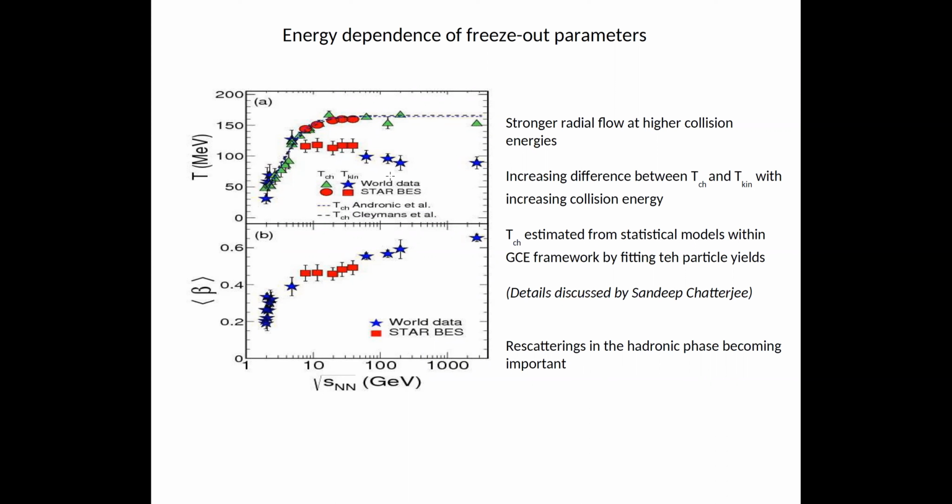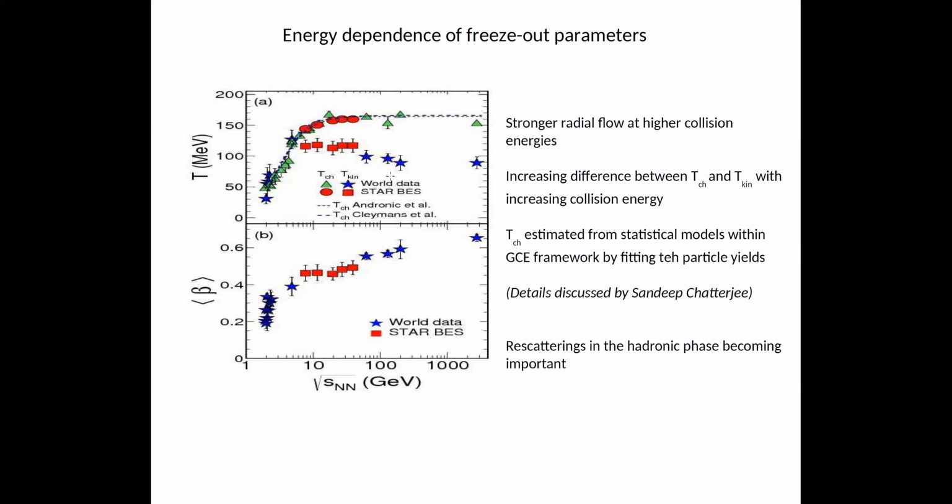So what is meant by that? That means in between there is a significant amount of time elapsed between the chemical freeze out, which should happen earlier, and the kinetic freeze out, which must have happened late in time. In that time the medium has also cooled, and hence you have a smaller value of T kinetic compared to T chemical. So that means the rescattering in the hadronic phase becomes important as you increase the energy of the collision.